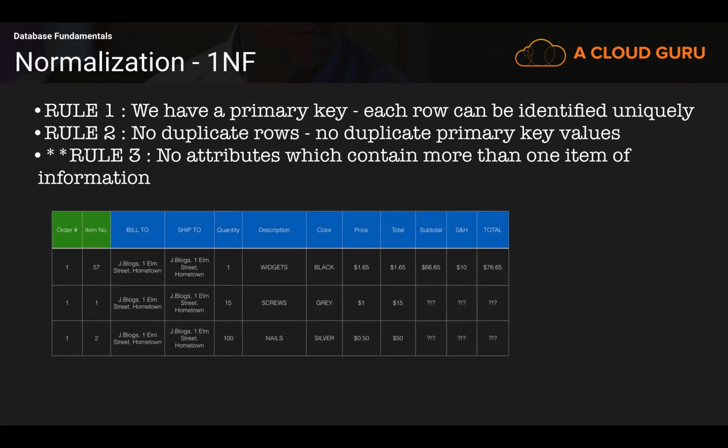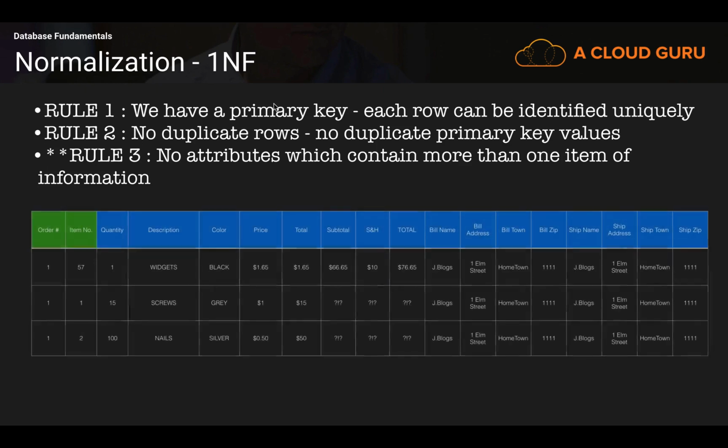Now that's much better. We also have rule number 3. The bill to and ship to columns are actually not atomic data types. They are actually a list of items: the street address, the town, and the zip code. It's always best practice to split those out, so let's do that now as a last step. And there we have it, a data structure which is in first normal form.